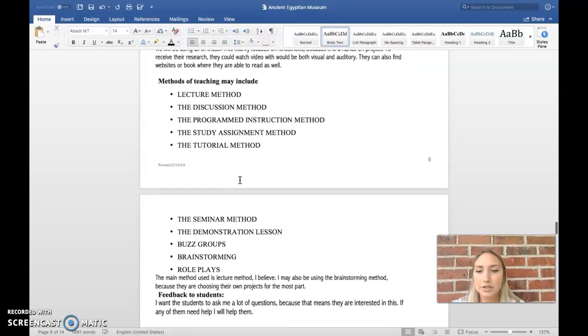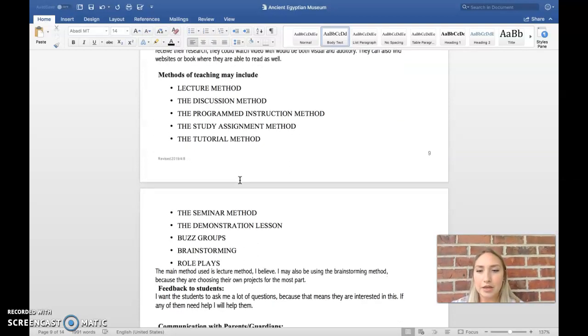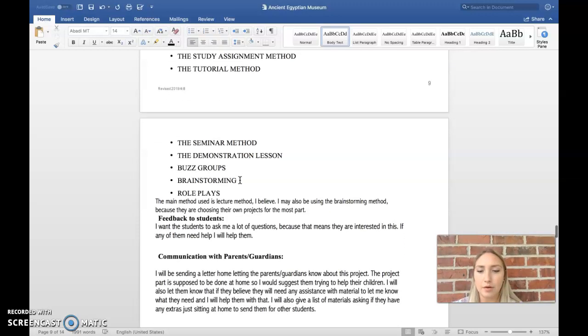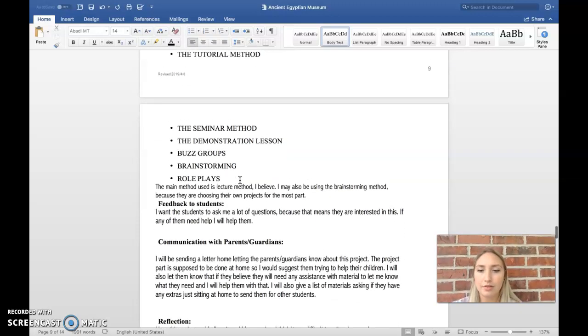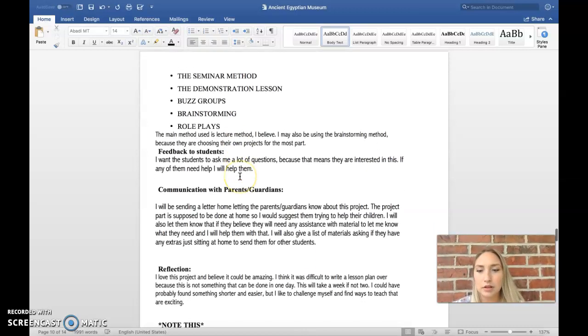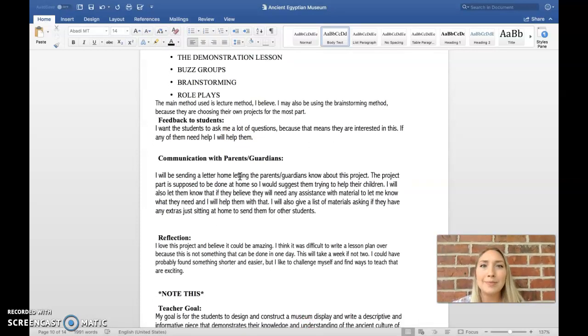Then we get into methods of teaching. The main method that is used is a lecture method, I think. It may also be a brainstorming method because they're choosing their own projects, but yeah. Then the feedback to the students, I want them to ask me lots of questions, and I want to be able to provide them with answers and help them.